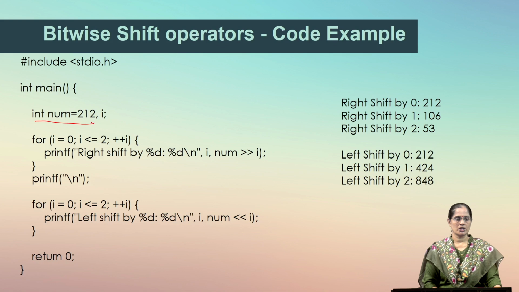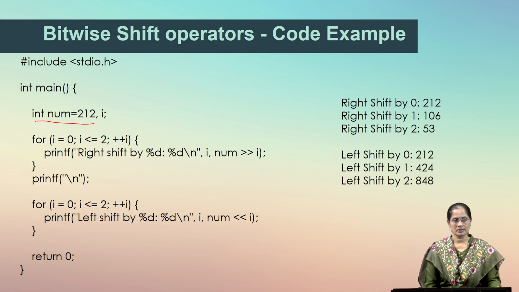So, when we apply the left shift and right shift operators in code, how do we do it? We just declare a variable of integer type with values 2 and 2, and we use a loop to do the right shift operation and left shift operation. I do the right shift operation first.